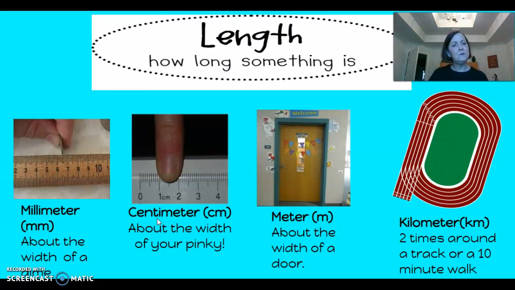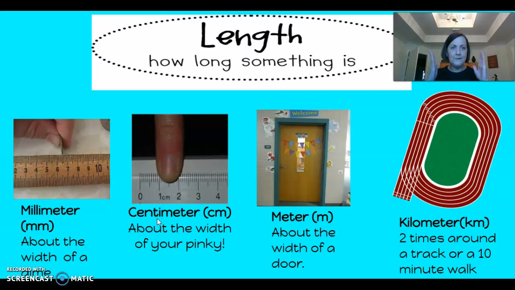And then our last one is the kilometer, abbreviation KM. And we see the track, but this is only about half a mile. It's about 2 times around a track, or about a 10-minute brisk walk. So a kilometer is about half of what a mile would be.